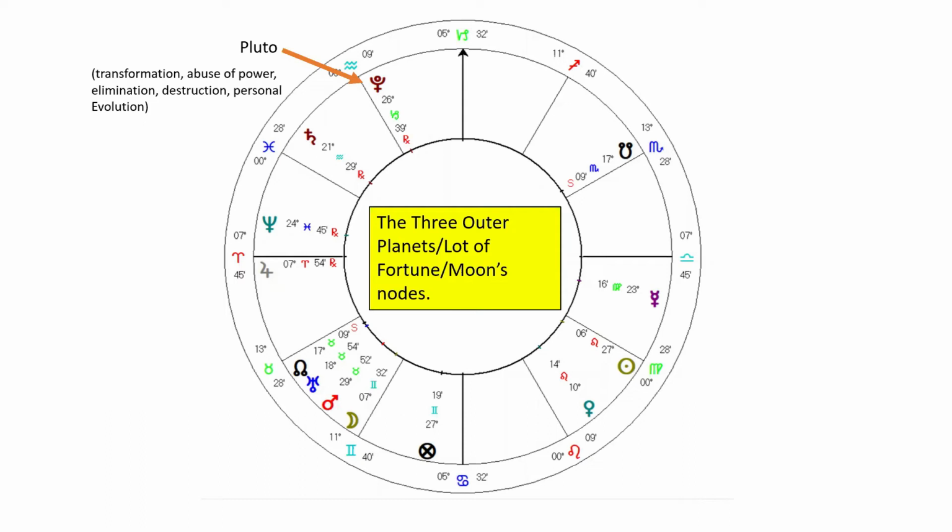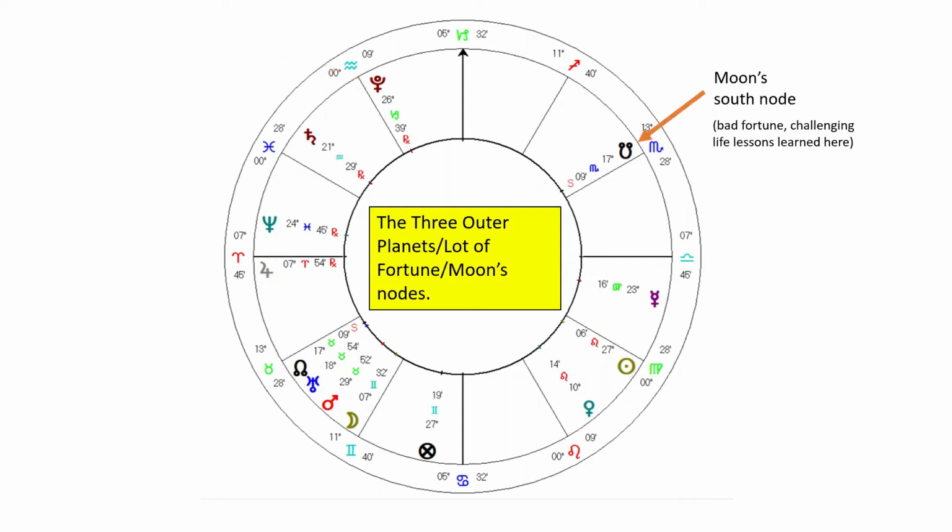So this symbol here on the upper right-hand corner is a symbol for the moon's south node. It's where the moon meets the ecliptic, one of the two places. In traditional astrology, it's called the dragon's tail, but otherwise known as the moon's south node. It signifies challenging life lessons, restriction of all kinds. Traditionally, bad fortune is symbolized by the moon's south node.